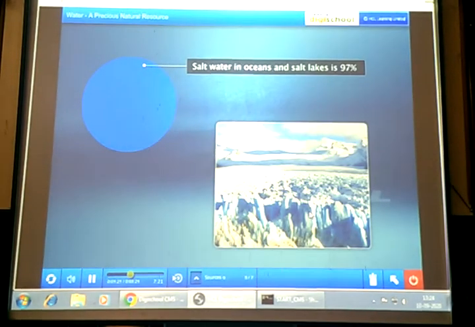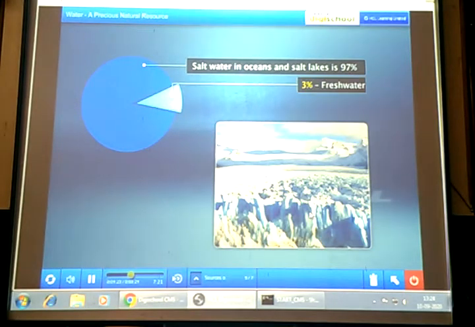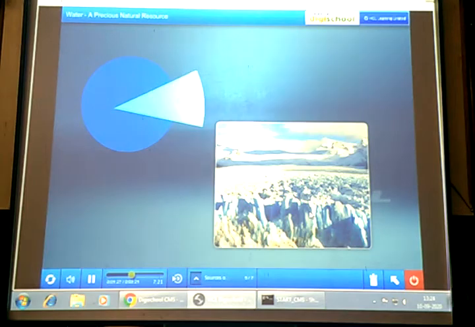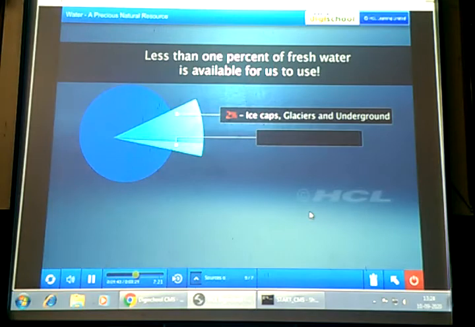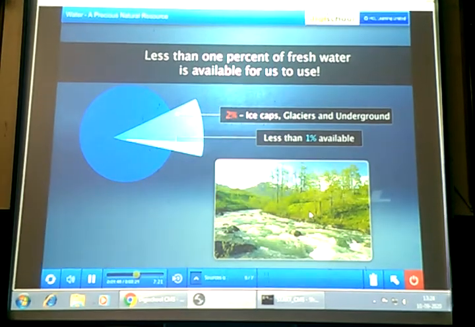That leaves just 3% of water, which is fresh water. Of these 3%, a little over 2% is frozen in ice caps and glaciers and trapped deep in earth. This water, though fresh, is not available for us to use. A little less than 1% of fresh water is actually available for us to use.